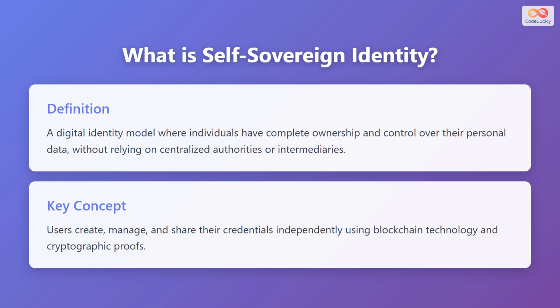Self-sovereign identity, commonly abbreviated as SSI, is a digital identity model where individuals have complete ownership and control over their personal data. Unlike traditional systems where companies or governments store and manage your information, SSI allows you to be the sole authority over your identity. The key concept here is independence. With self-sovereign identity, you create, manage, and share your credentials without relying on any centralized intermediaries. This is made possible through blockchain technology and cryptographic proofs, which we'll explore in detail as we move forward.